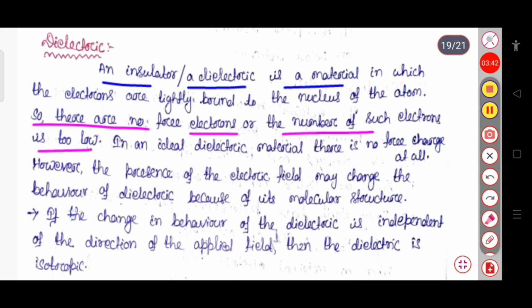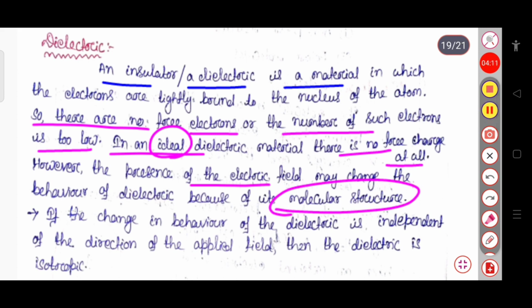That is, a very small amount of free electrons are present in the case of a dielectric. In an ideal dielectric, there is no free charge at all. But in the presence of an electric field, that is, if we apply any external electric field to this dielectric, the dielectric behavior may change because of its molecular structure. So basically a dielectric behaves like an insulator in the absence of the electric field, but when the electric field is applied, then somehow it will behave like a conductor.